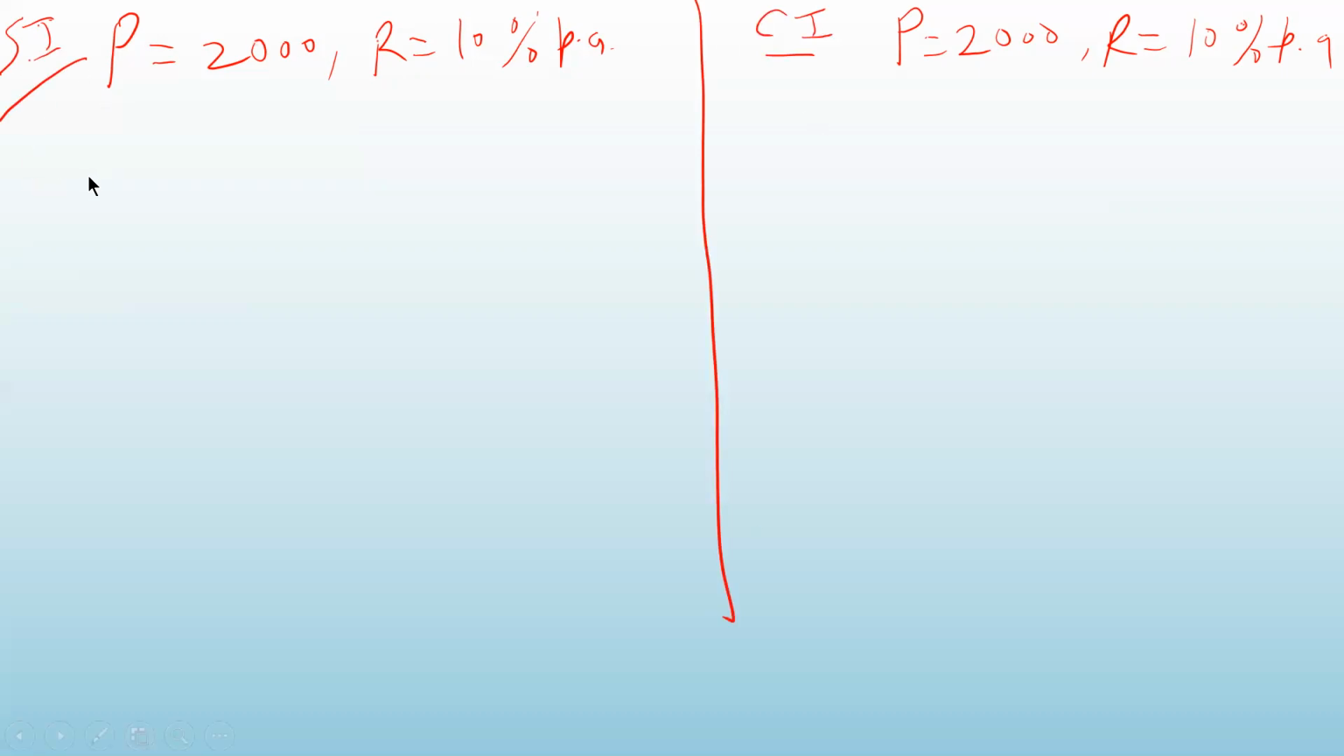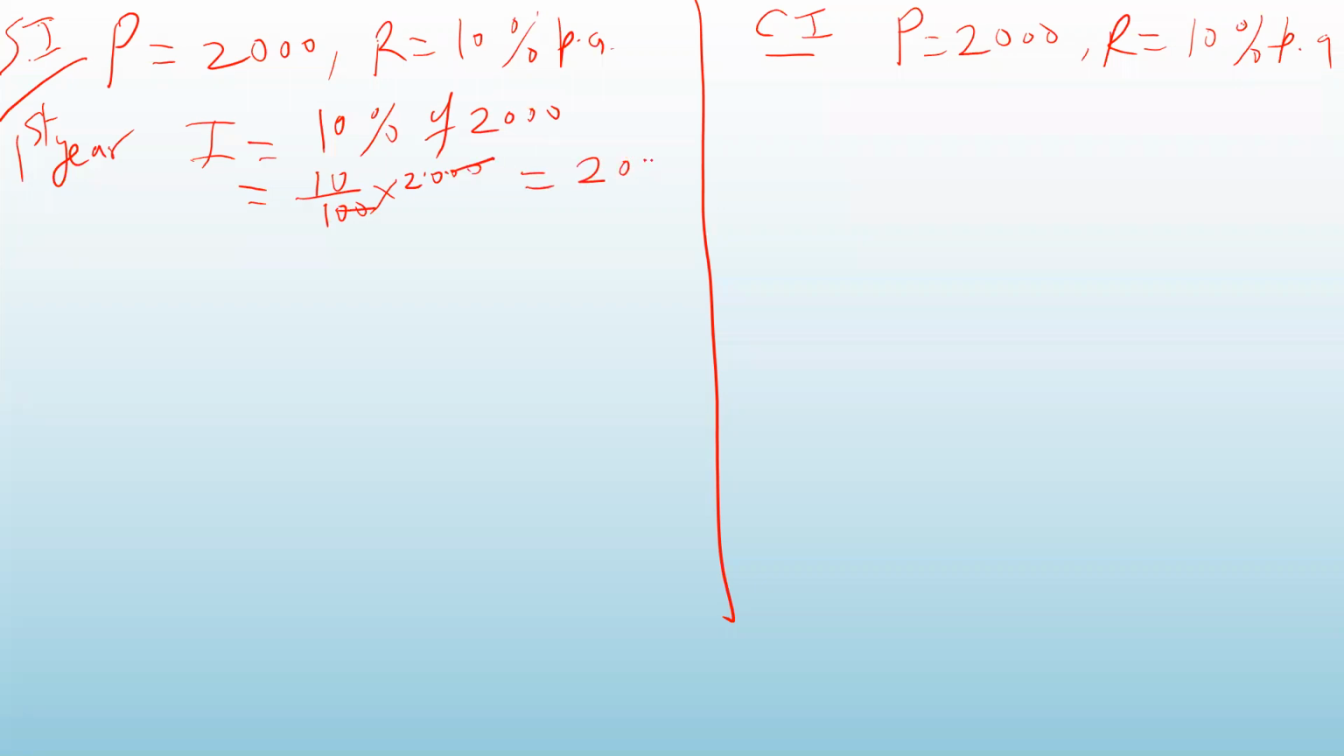Now in the simple interest, let us see in the first year, this is my first year. In first year, what interest will I get? Okay, so interest is calculated 10% of 2000. So what is 10% of 2000? It will be 200. Correct? So the amount after 1 year will be, as you know, principal plus interest. That is the amount. Okay. So principal is 2000 and the interest is 200. So after 1 year, the amount will be 2200.